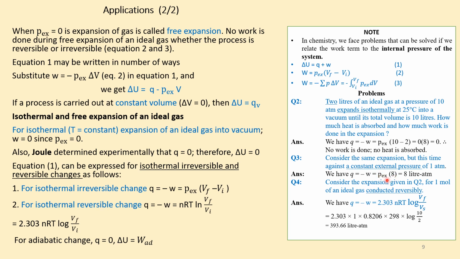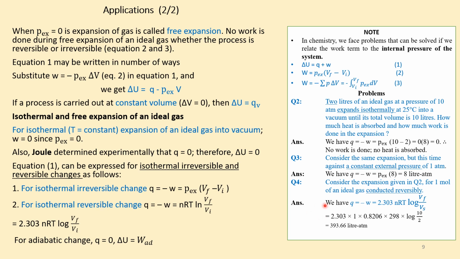Here the value of PX is given as 1 atm. Therefore, Q is equal to 8 liter atm. Question 4. Consider the expansion given in question 2 for 1 mole of ideal gas conducted reversibly.